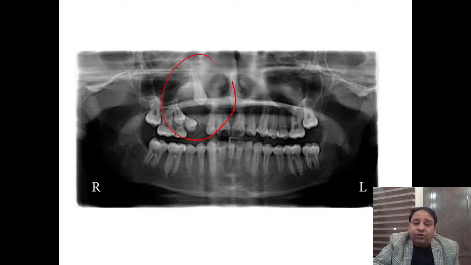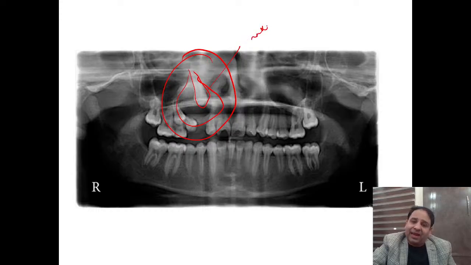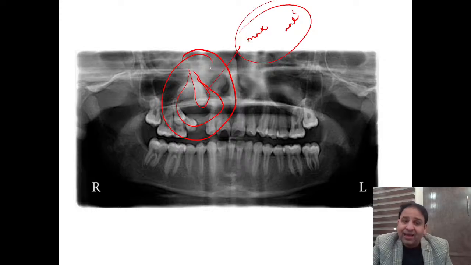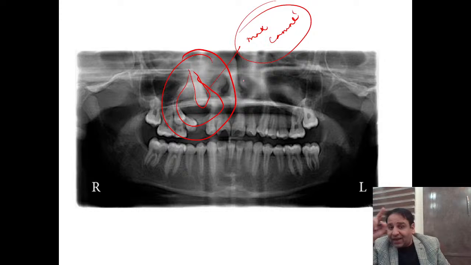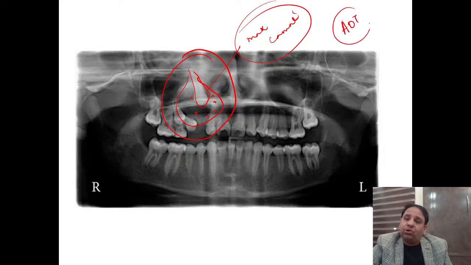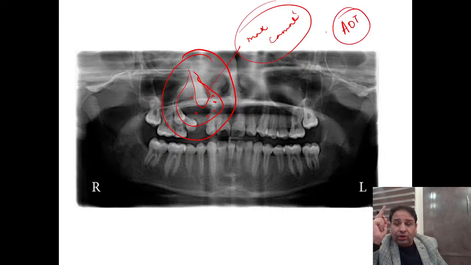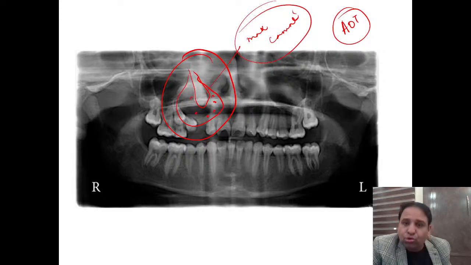But AOT, what you see here, look carefully, this is AOT. It is most commonly associated with maxillary canine, and it does not attach at the CEJ. It attaches somewhere at the root, and it usually can have calcifications also. So this is AOT, adenomatoid odontogenic tumor. You have MCQs on this adenomatoid odontogenic tumor also, right?